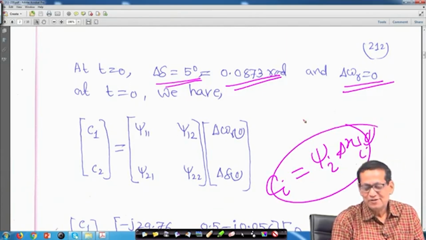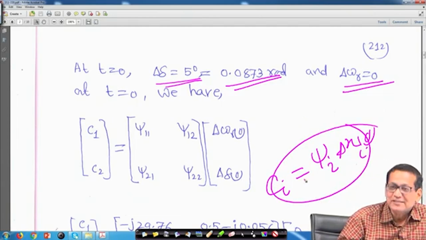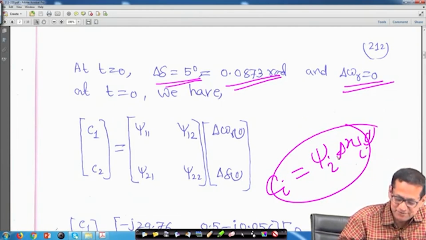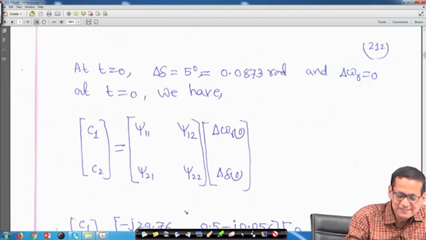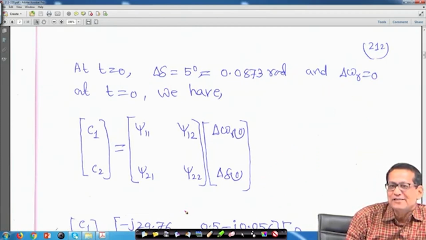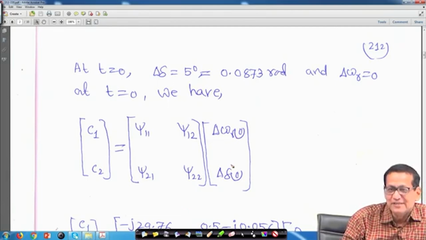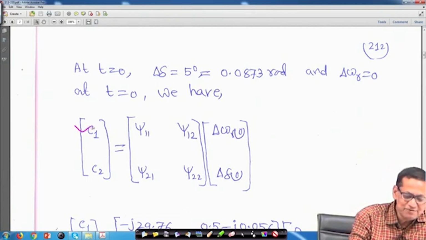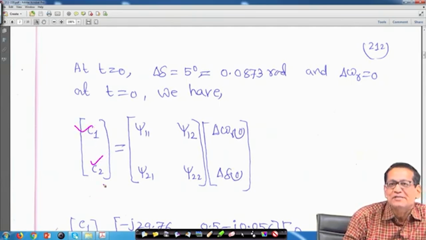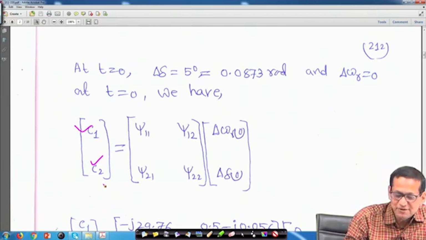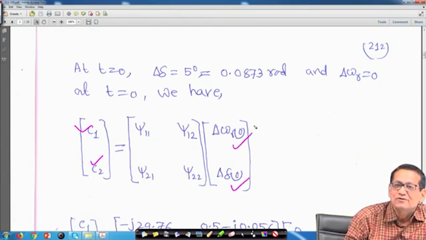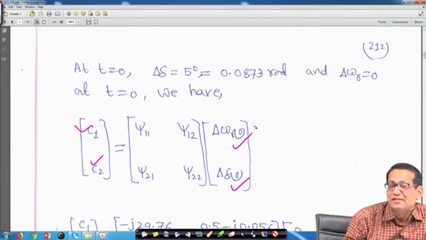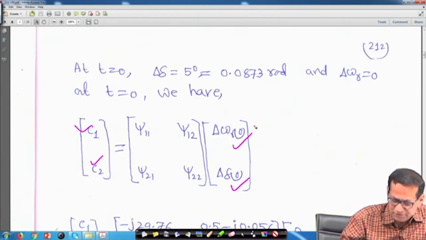This is how we saw the initial conditions, but that was the mathematical representation. In general, C 1 and C 2 you can easily put in your mind: it is the left eigenvector into delta omega 0 and delta 0. Easy to remember is that C 1, C 2 or C 3, whatever the number of state variables, it will be the left eigenvector. So, psi 1 1, psi 1 2, psi 2 1, psi 2 2 into delta omega 0 and delta 0. This way you can put it in your memory, the way it has been given in the mathematical form.